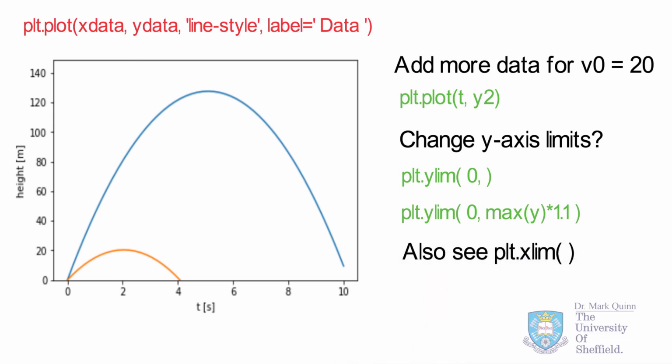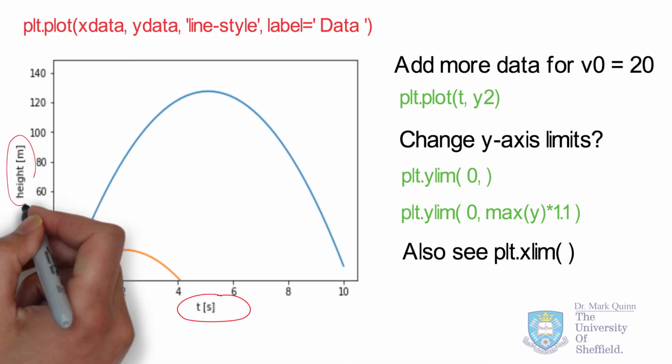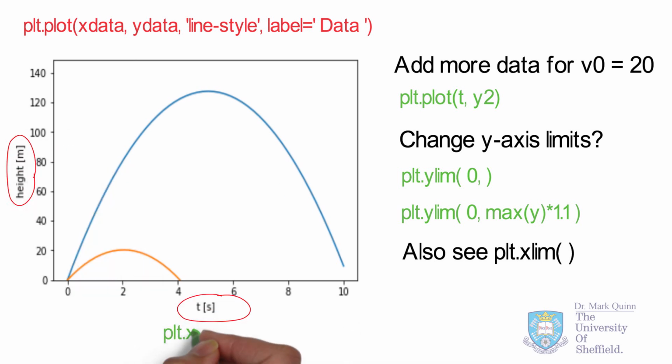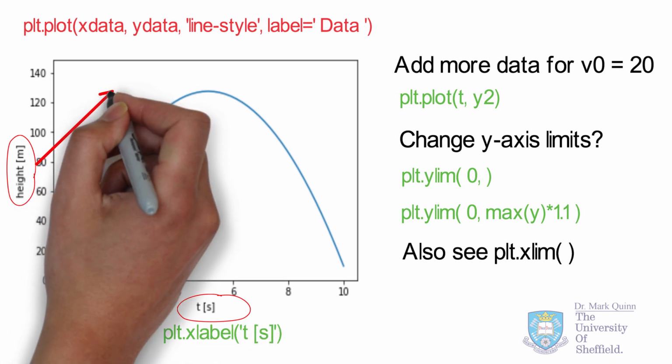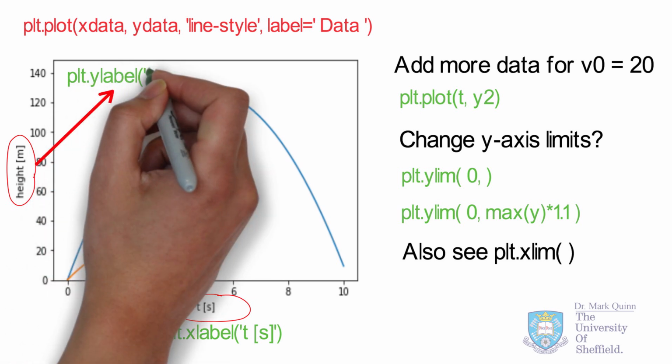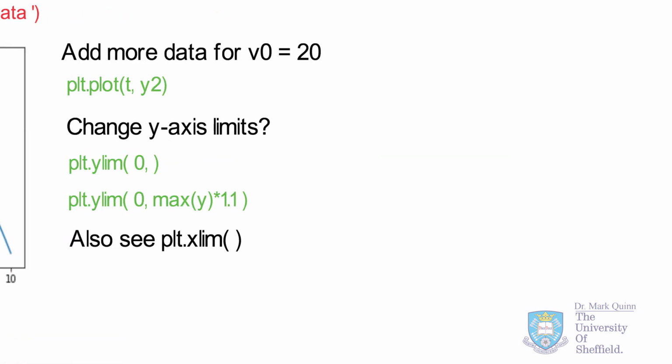Besides the limits of the axis, you can also label the x and y-axis using xlabel and ylabel respectively. Here I've labeled the x-axis with time in seconds and the y-axis with height in meters.